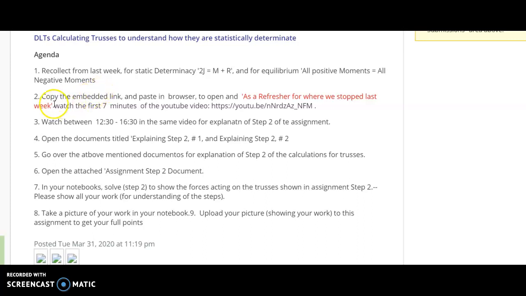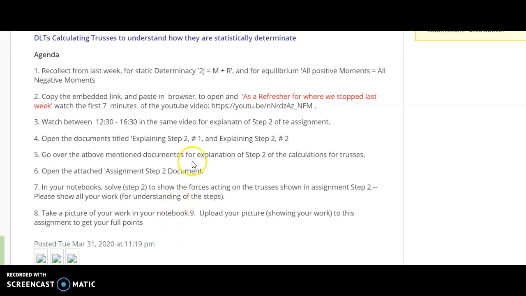All right, so task item number 2 said copy and watch the video. I hope you will do that. It says as a refresher of what we did last week. When you open the video on this link here, rewind and just watch the first 7 minutes. That's reminding you of what we did last week. Then when you watch from 12.30 minutes to 16.30 minutes, it explains what we're going to do right now. So, explaining steps 2-1.